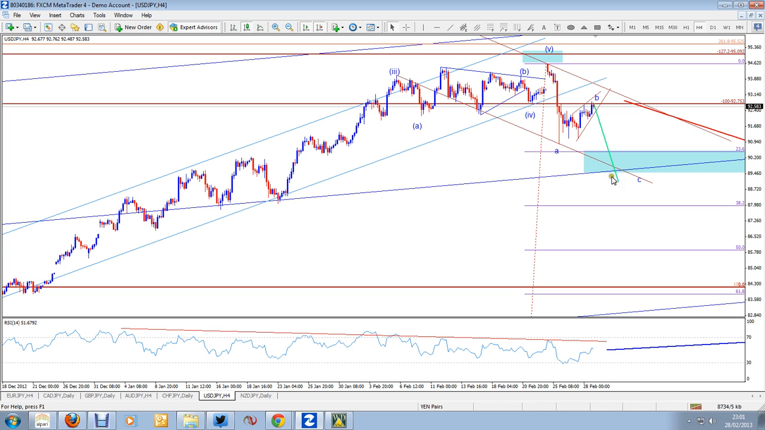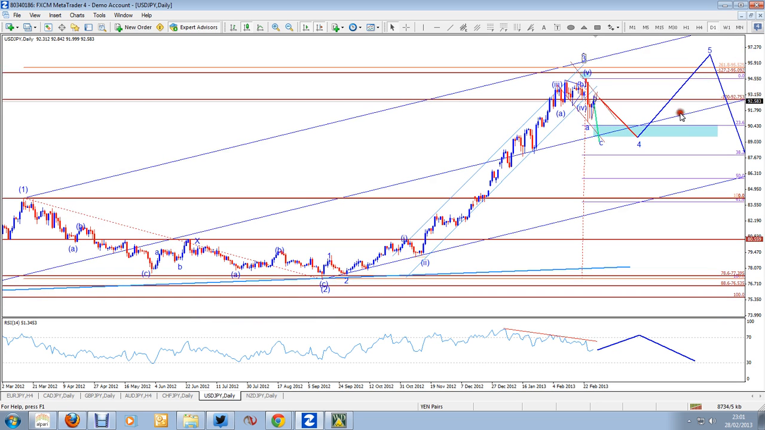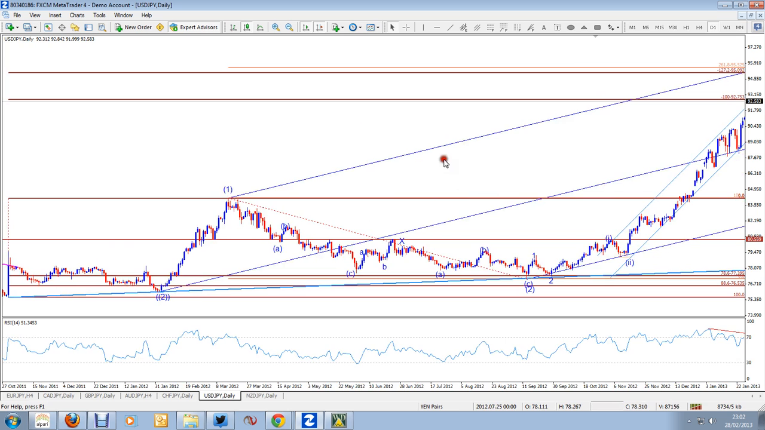We might be able to put some other Fibonacci on to get some confluence, but in the general sense, I'm expecting US dollar yen to come down to around 90.5 as a minimum, more likely to be around 90 and possibly even up to 88, before we then go for this last leg of wave 5, which will complete the entire sequence starting from the low we had back here, which is the low of February 2012.